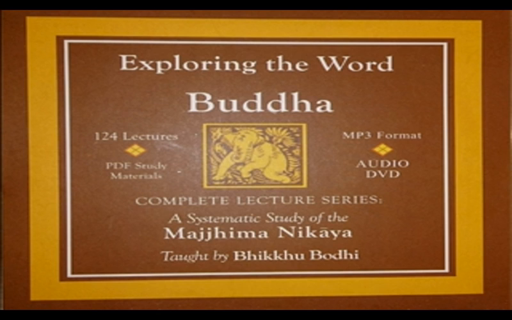Okay, we started to study last week the Maha Hatthipadopama Sutta, the greater discourse on the simile of the elephant's footprint. This is Sutta number 28 in the Majjhima Nikaya. And I prepared a handout. Everybody have a copy of it? This shows on one page the structure of the sutta, which you can also see on the blackboard here, at least the first part.